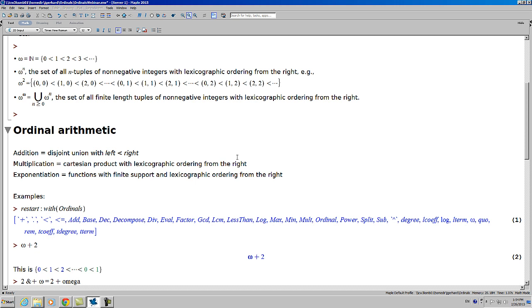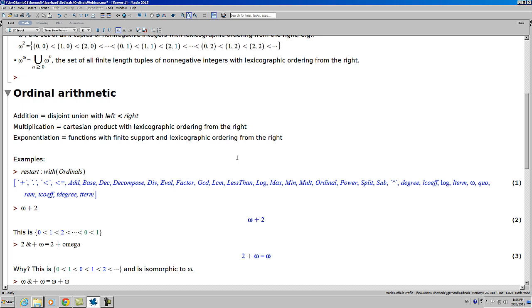We can also use the inert addition operator here, the ampersand plus, and that will just display the addition without actually executing it, while on the right-hand side of the equality sign, where we have the 2 plus omega, we will see the result of the addition. So what you see here is on the left-hand side, you see the 2 plus omega.